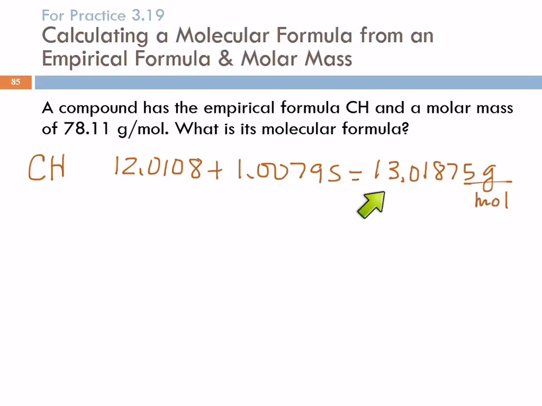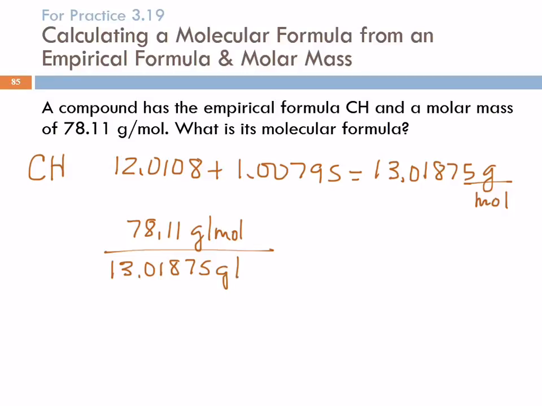I want to find out how many times this fits into 78. That involves division. I'm going to take the molecular, the true molar mass, 78.11 grams per mole, and divide it by the mass of the empirical formula. 78.11 divided by 13.01875. And I get 5.9998.